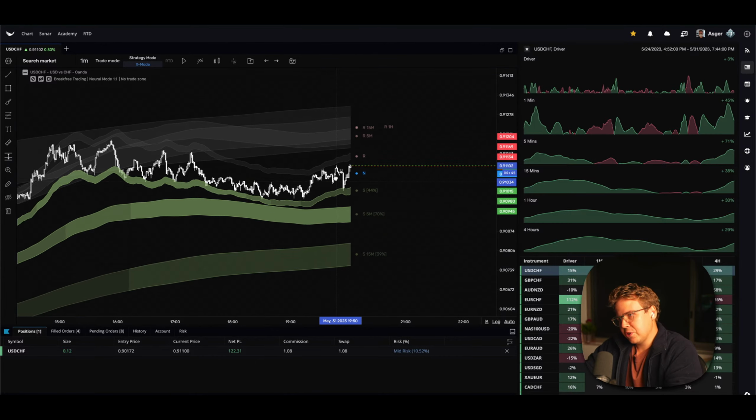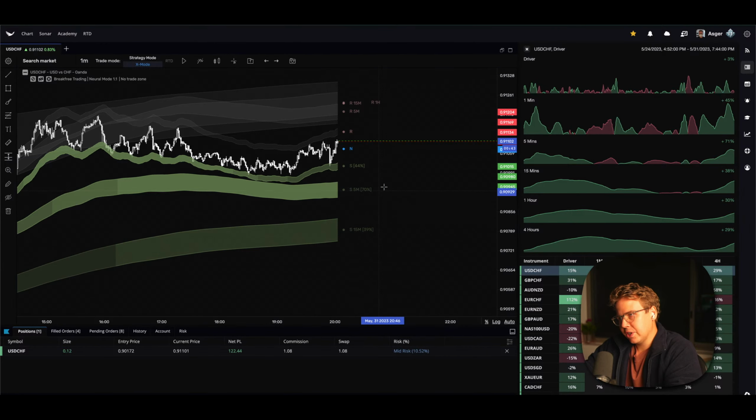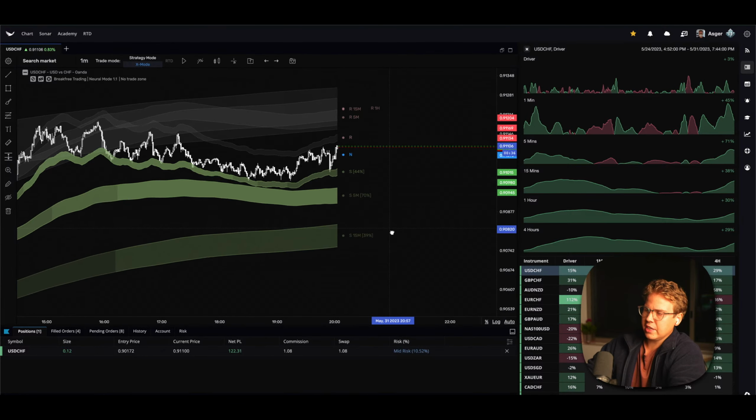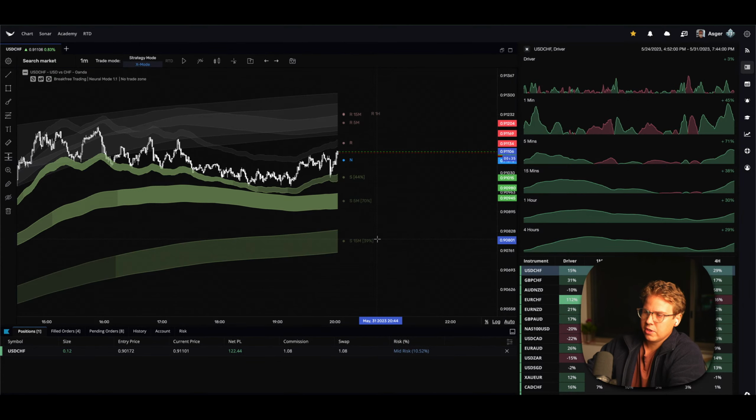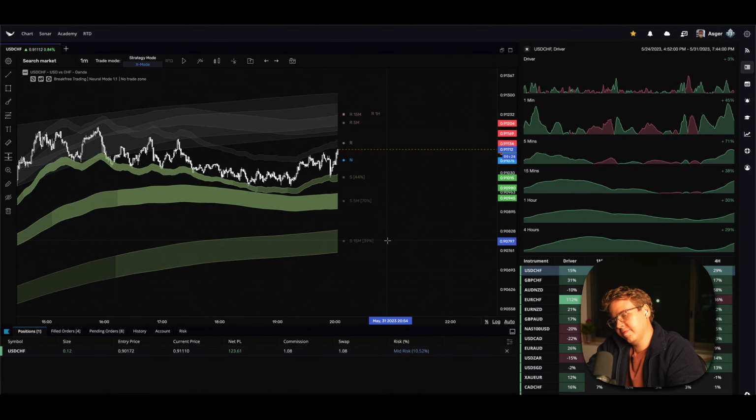So what we're doing with Neural Mode 1.1 is that we're measuring all these different time frames. We're measuring the trend, we're measuring the buying algorithms, all of this, and we're putting it into basically a strength value, which you can see here. It's displayed, you know, 50-minute support, 39%. And that's just incredible, I think, because that's exactly what we wanted to do.